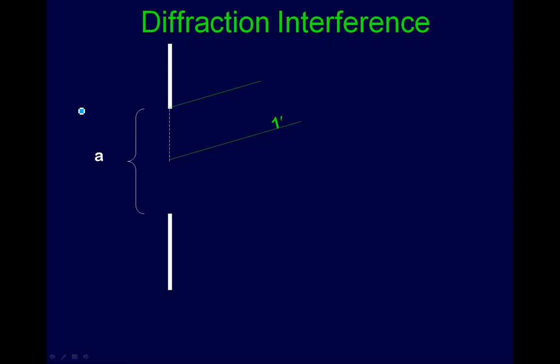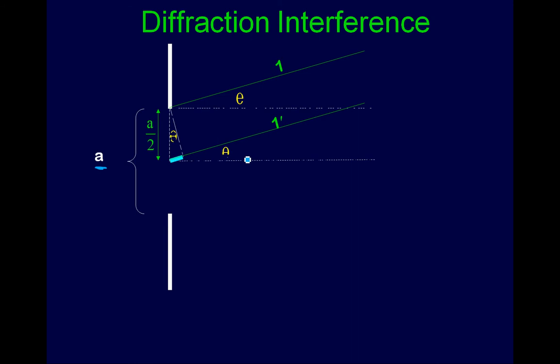And so what you can do is you can think of light coming from two different parts of the slit. And so here we talk about 1 and 1 prime, and they have a separation of a half of the aperture. So the slit has a width of A, and so here we have A divided by 2. So these two beams of light are coming from there.